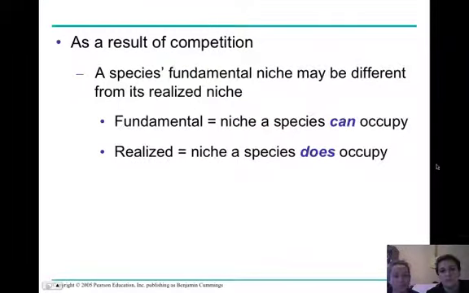Okay, so as a result of competition, a species' fundamental niche may be different from its realized niche. That's what Coach Burnett was just talking about in that diagram. So basically, fundamental niche versus realized niche is, fundamental would be the niche a species is able to occupy, whereas the realized niche is the niche a species does, in fact, in reality, occupy day to day.